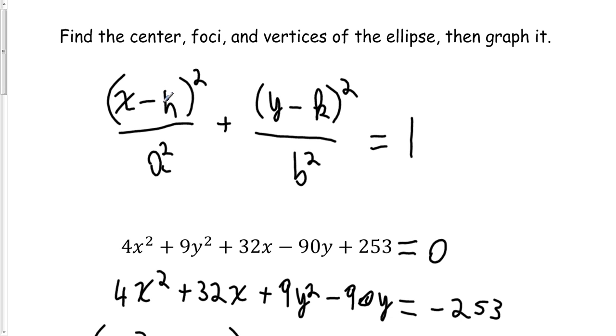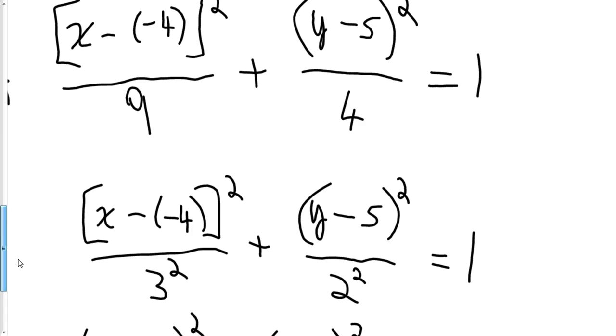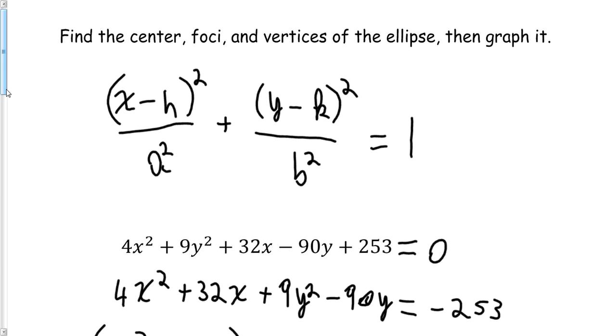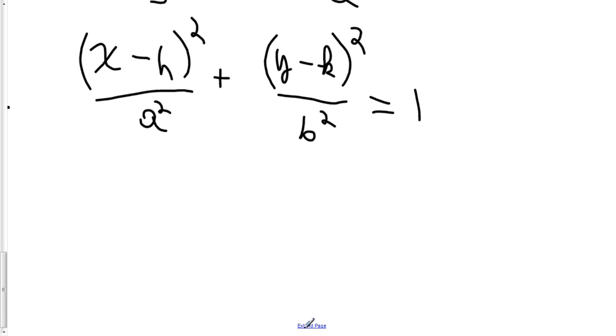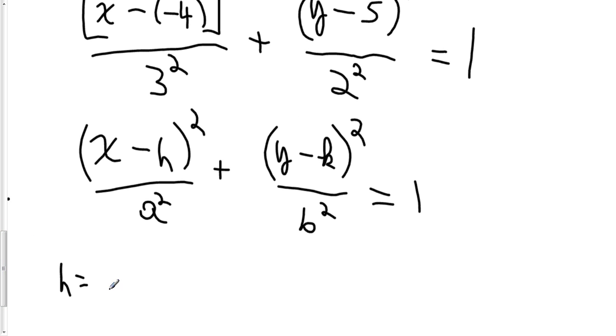So now we can identify h, k, a squared, or a and b. Now we can identify those things. So let's identify h, k, a, and b. And then we can calculate c. So h is, in this case, -4. K is 5. A is 3. Remember, a is the distance from the center to the vertices of the major axis.